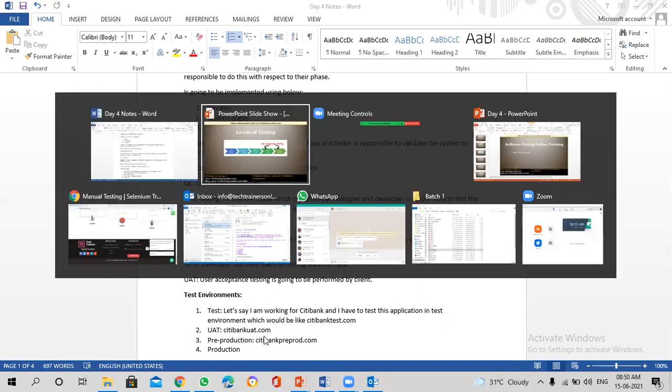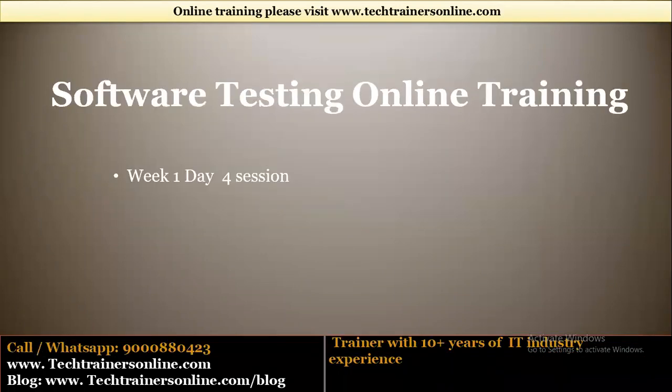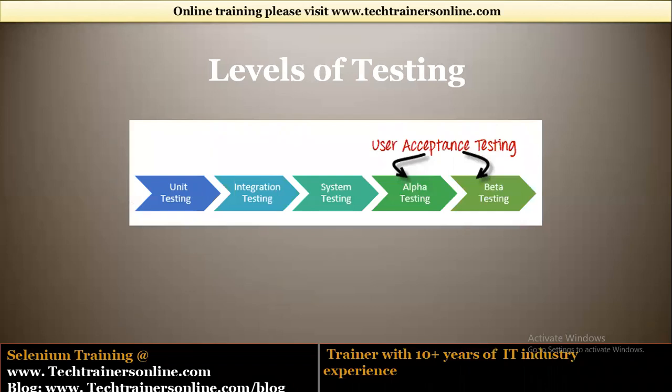So that's about levels of testing and different test environments that we have. Any questions so far? No. So as a tester, when you want to start your career, you need to understand this for sure. You need to know the environments, and you need to know who is responsible for doing what type of testing, what level of testing.